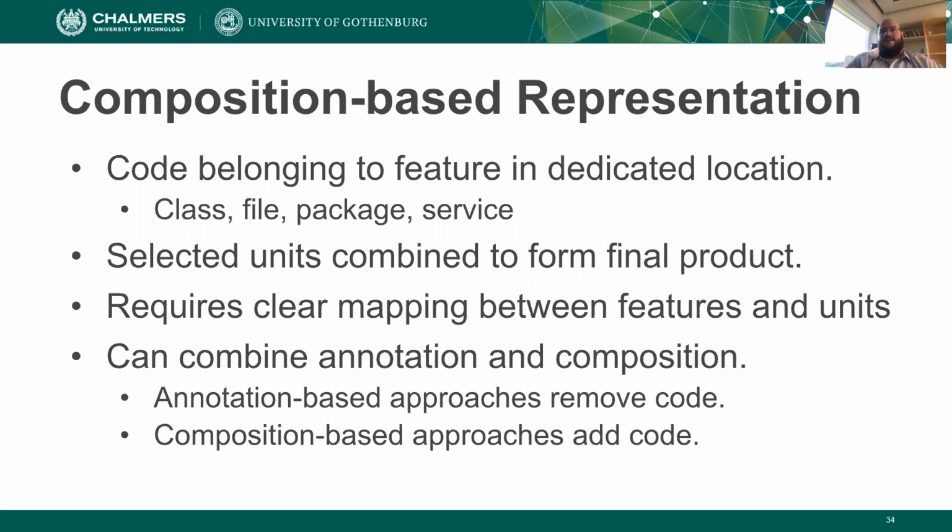But a way to think about this is that annotation is a form of negative variability. We remove code on demand, whereas composition is positive variability. It's the idea that we can add code on demand whenever we ask for this code to be incorporated, right? And often, like I said, the line between these is a bit fuzzy.